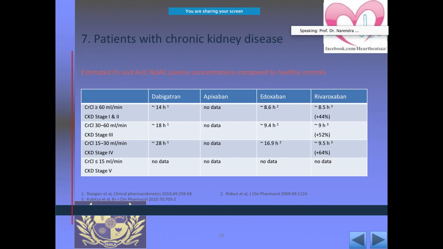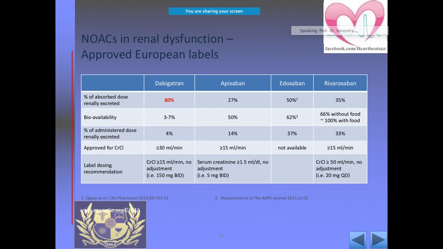For a person with normal creatinine clearance, the half-life of dabigatran is almost 14 hours. However, it keeps increasing if the renal status is compromised. It happens for all of them, but for dabigatran, it happens much more, and similarly for edoxaban as well. But for apixaban, we are still waiting for the data.